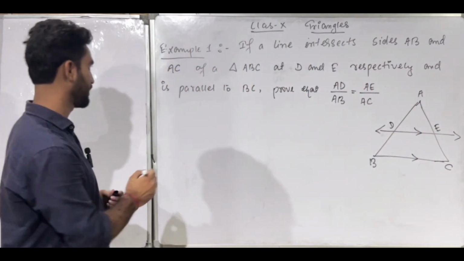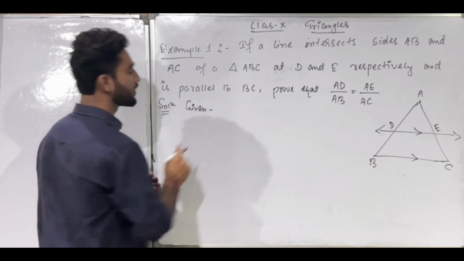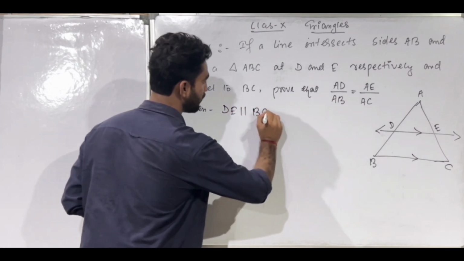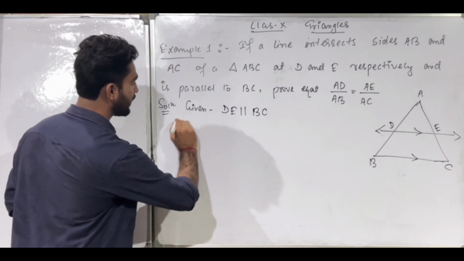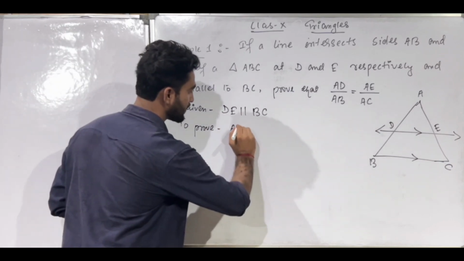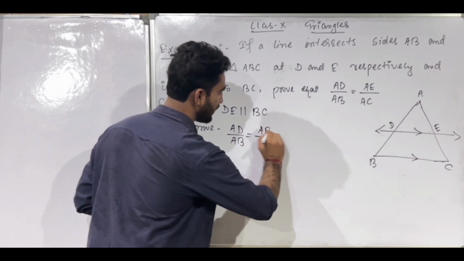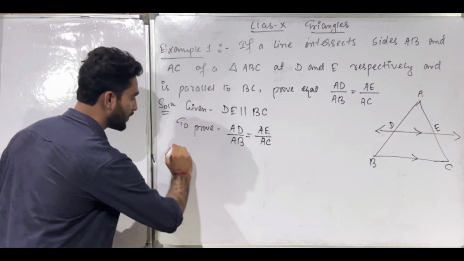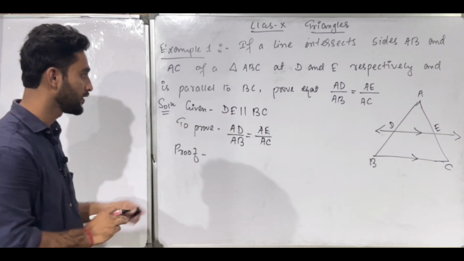Now let's see. First, given. So what is given in the question? First thing given is DE parallel to BC. Okay. Now given, then to prove. What we have to prove? We have to prove AD divided by AB is equal to AE divided by AC. So given, to prove, next proof. To prove this one, construction is not required. So how can we prove?